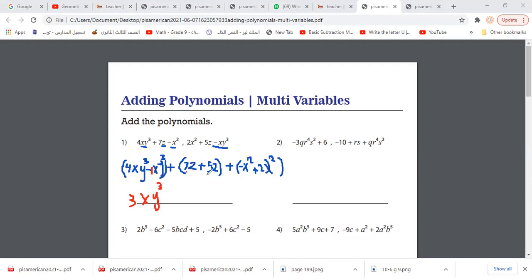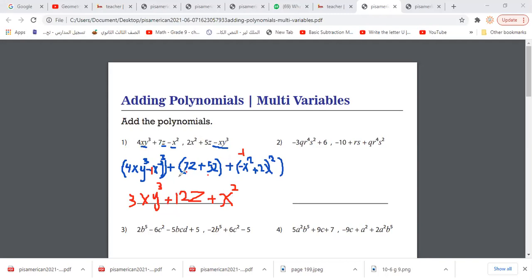Then we will move to the next part. I have 7 and I have 5. Then it will be 7 plus 5, which equals 12z. Don't touch the variable. Negative x means negative 1, plus 2, it will equal 1. Then x to the power of 2. Now, if you check the variables, do you have any like terms here? No. Then we will stop at this point.